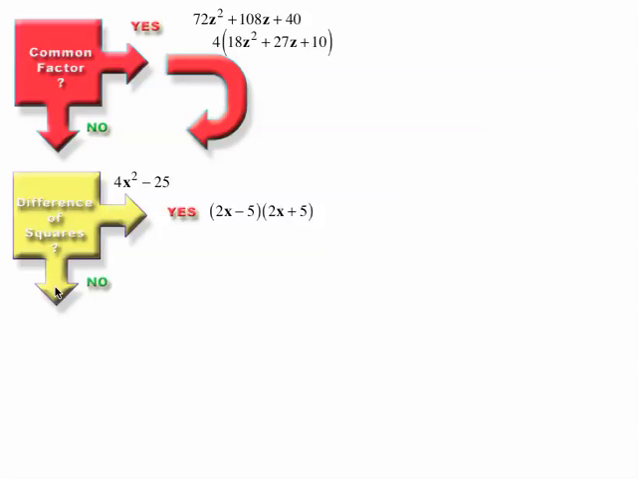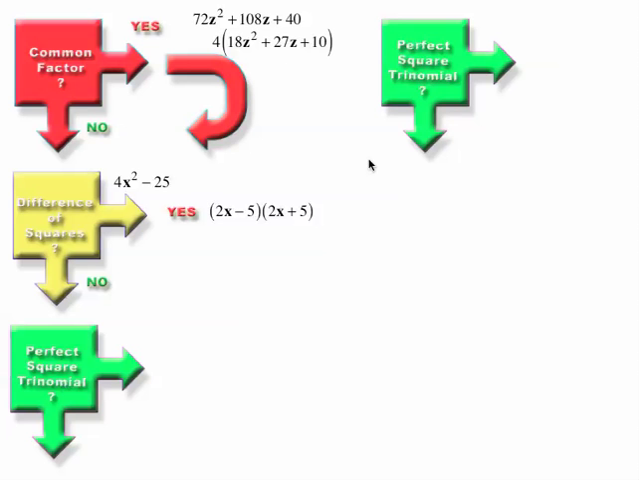Okay, if no, then you go on to the next one, which is perfect square trinomial. So, do you have a perfect square trinomial? Now, to recognize a perfect square trinomial, the first term is a perfect square, the last term is a perfect square. And if you take the square root of the first term, in this case, we get 2n. If you take the square root of the last term, you get 5. If you multiply the first times the last, the 2 times the 5, and double it, do you get the middle term? If you do, then it is a perfect square trinomial.